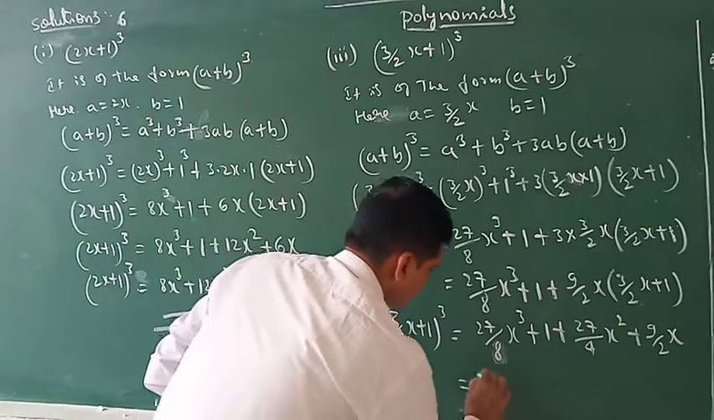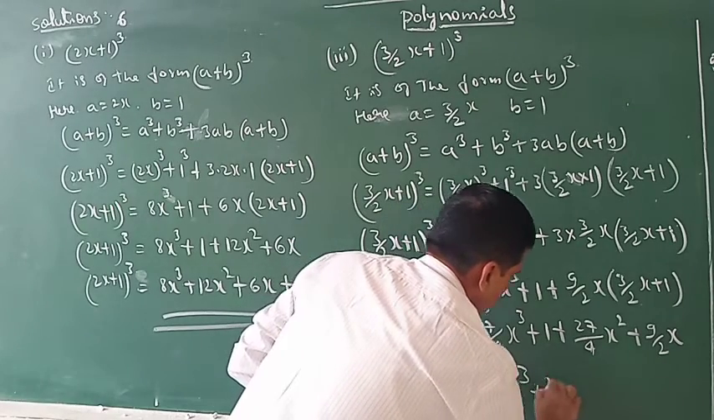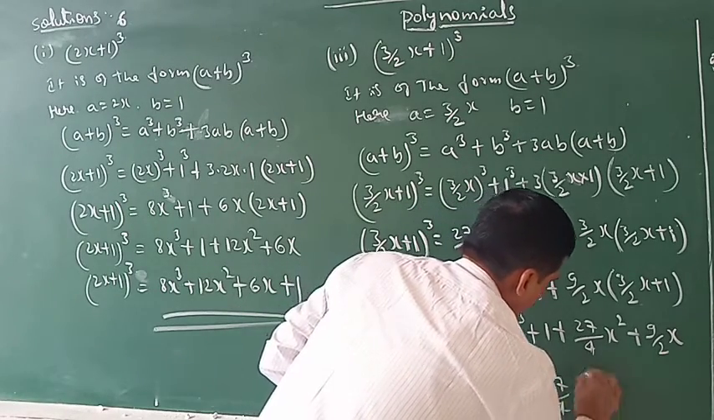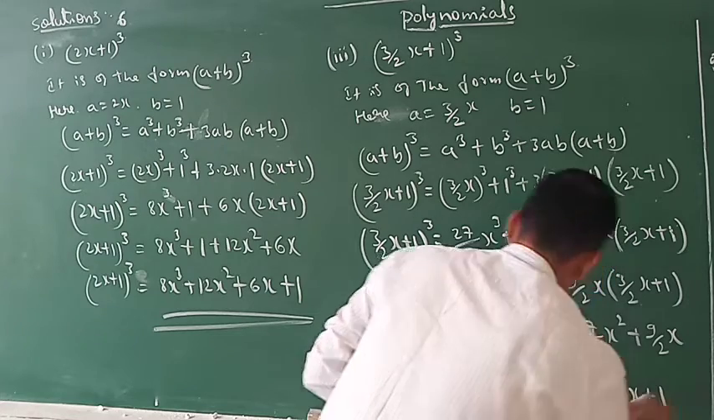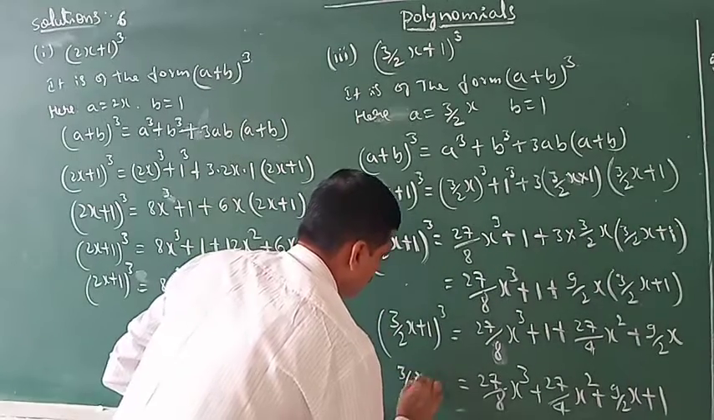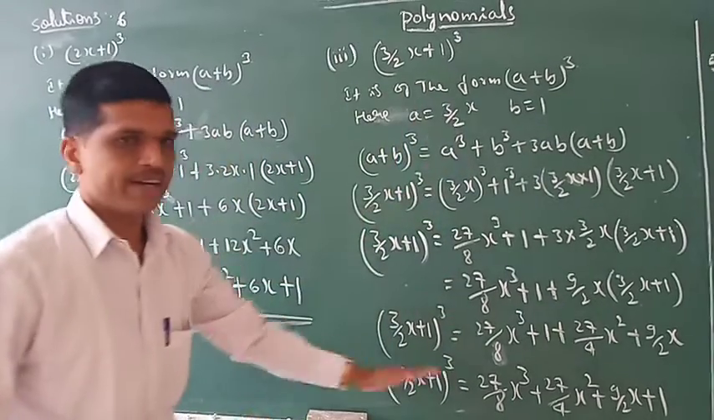So now consider the standard form: 27 by 8 into x cube plus 27 divided by 4 into x square plus 9 by 2 into x plus 1. So this is the required solution for the given polynomial. This is the expanded form.